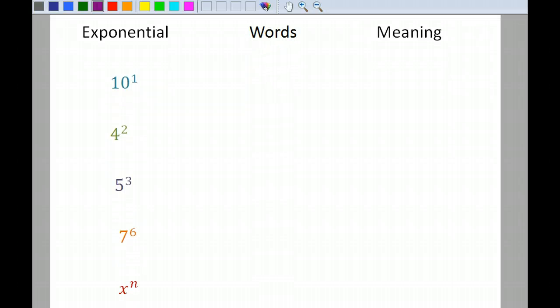Now let's look at the different forms that we've got. We have exponential form. Most of the time you're not going to see 10 to the 1st power as exponential form. It's really going to be written as just 10. We don't write the 1 as an exponent. I like to say that math people are efficient, and that 1 doesn't change anything, so there's no need to write it. So in words, it would just be 10, or you could say 10 to the 1st power. And once again, the meaning is just 10.